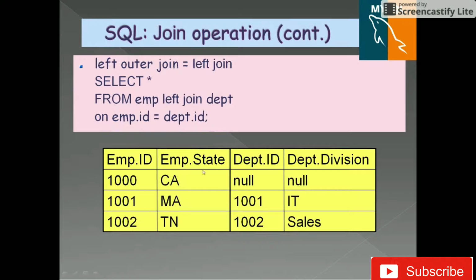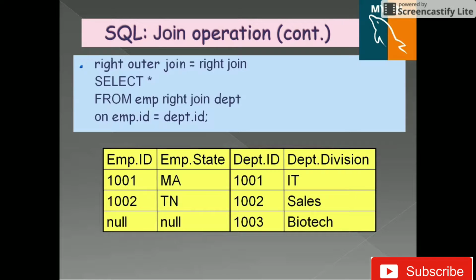As you can see, for the emp ID number 1000, there is no corresponding row in the right hand side table, the department table. So it just prints null in place of that. If you want to perform a right join, you can do so, and the ID number 1003 will be displayed. So as you can see here, this is the example of a right outer join.